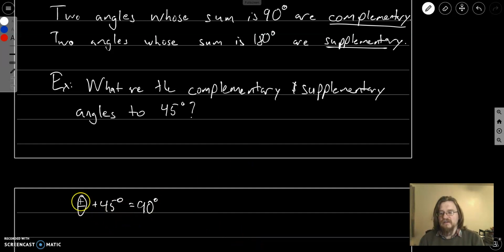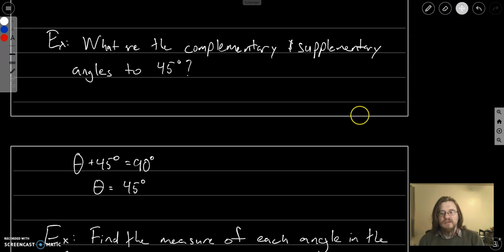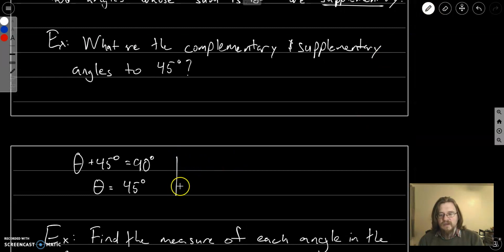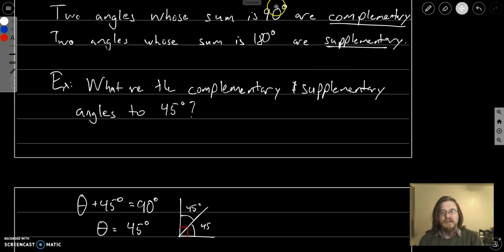So then here, I can solve for theta by subtracting 45 from both sides, and we'll get that theta is also 45 degrees. So if I draw a picture of what's going on, if I take a 45-degree angle, and I have another 45-degree angle, and I put them together, I should get a right angle. That's all complementary means. When I put those angles together, I should get a 90-degree angle. Supplementary, slightly different, that's 180 degrees.